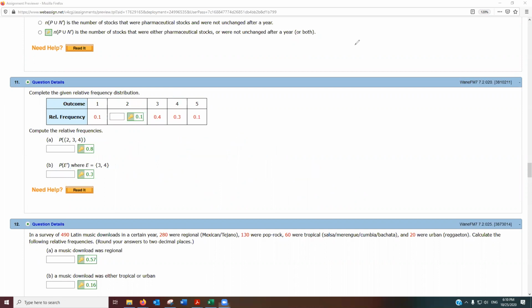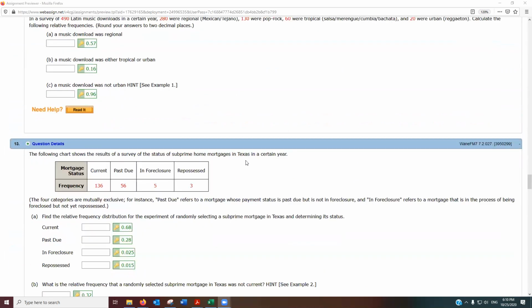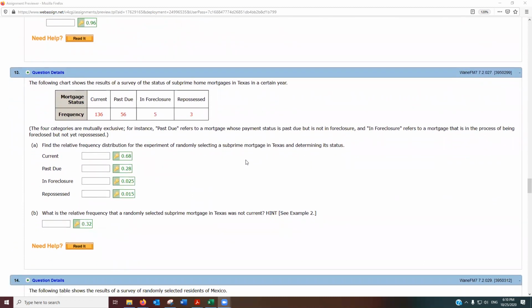All right, let's look at a few more. How about if we look at number 13 here? They're asking us just to calculate relative frequencies for each one of these events: current, past due, in foreclosure, repossessed. All I have to do here is remember the formula for the probability using relative frequency. It says take the number of outcomes for E and divide by the total number of observations.